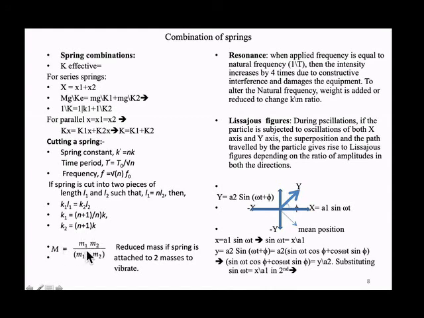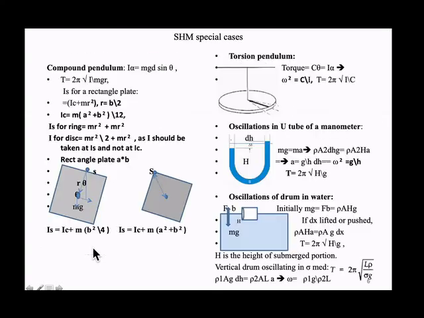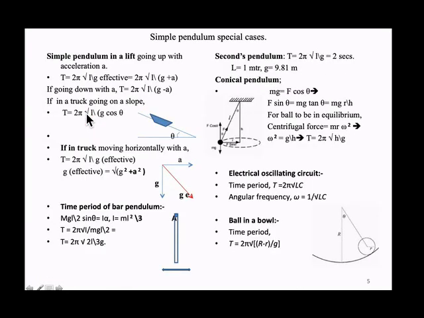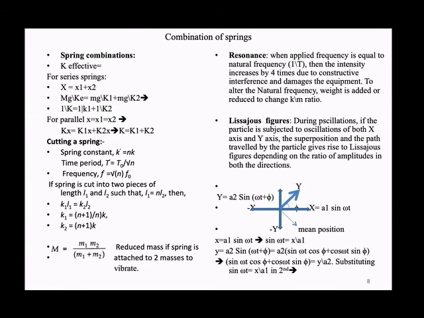Suppose the spring is subject to two masses, that means instead of one mass, I put another mass here. Then I stretch both the masses and let go, and both masses do oscillations. In that case, how do we take it? I have to take a reduced mass: m1 m2 by m1 plus m2. Then you can use 2 pi root m by k. The only thing is, I have to replace m by m1 m2 by m1 plus m2.